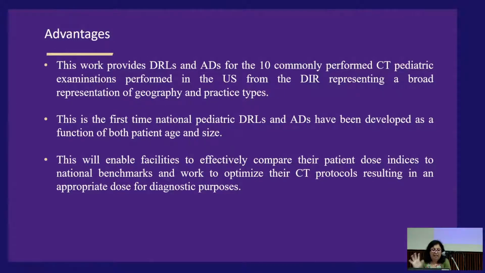First time nationally in the US that we have DRLs now for adults and peds, which are based both on patient size and age. And what does this help you? As you will learn more in the next talk, it helps facilities to compare their doses to national benchmarks. I mean, when I say my dose is 45 and the DIR is 49, I'm very confident that's robust data because it was using 1.3 million exams for adult and 1.5 for peds. So I'm very confident comparing mine to national benchmarks. And if I'm lower or higher, I can optimize my protocol so it's more appropriate.